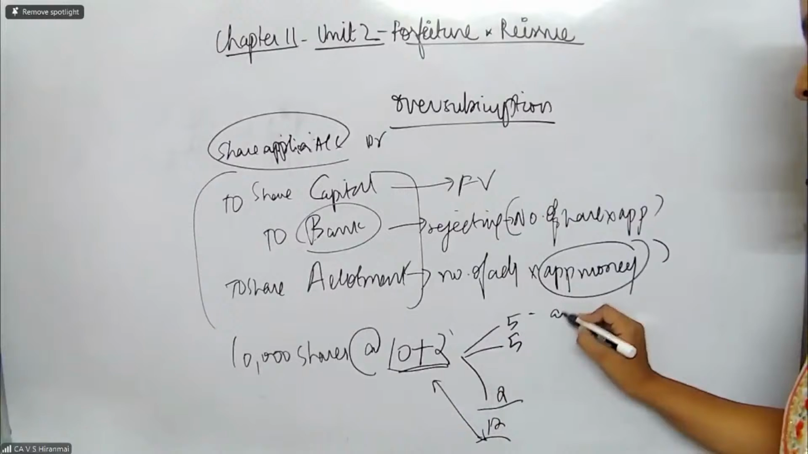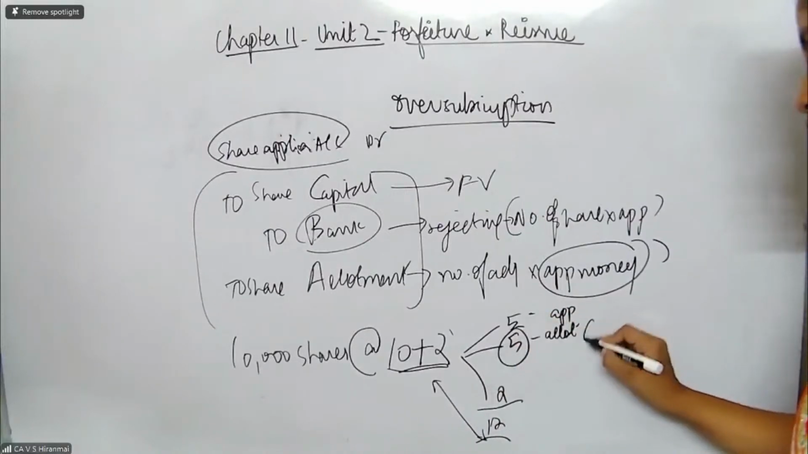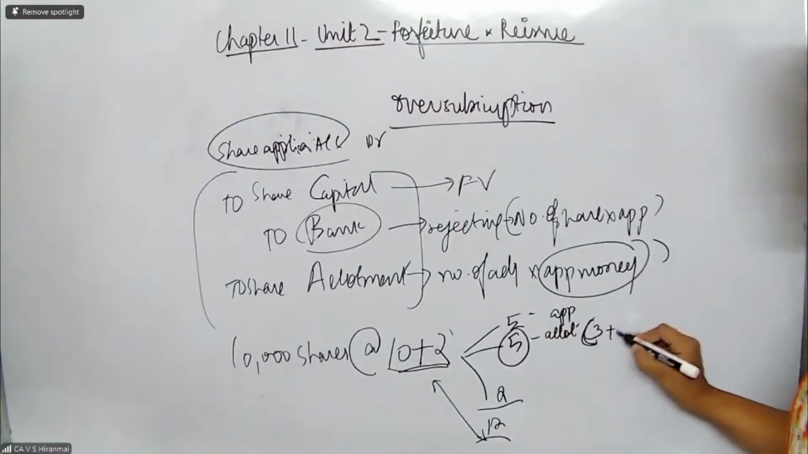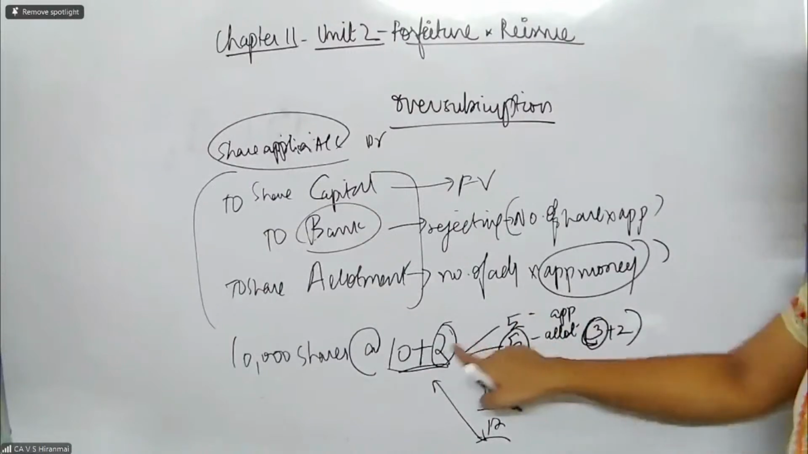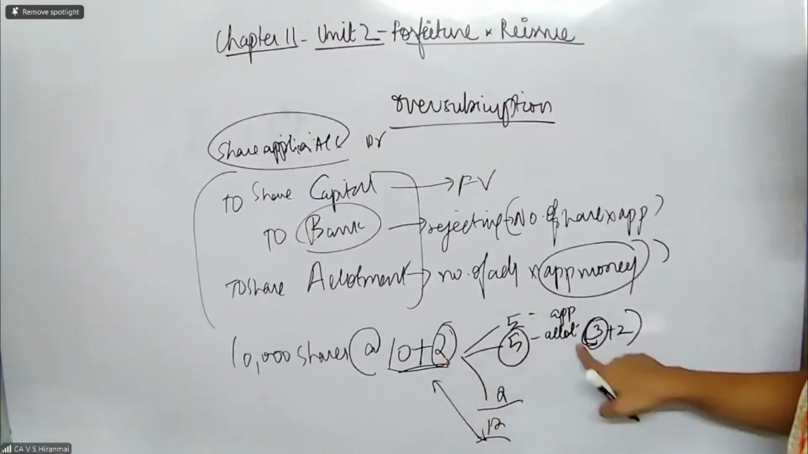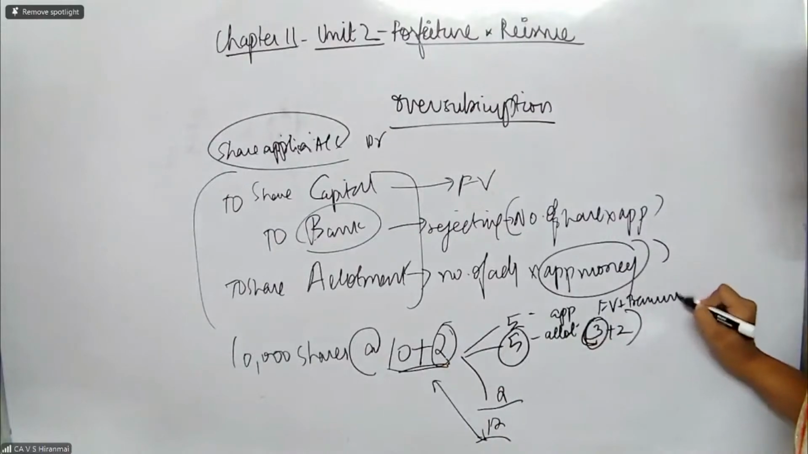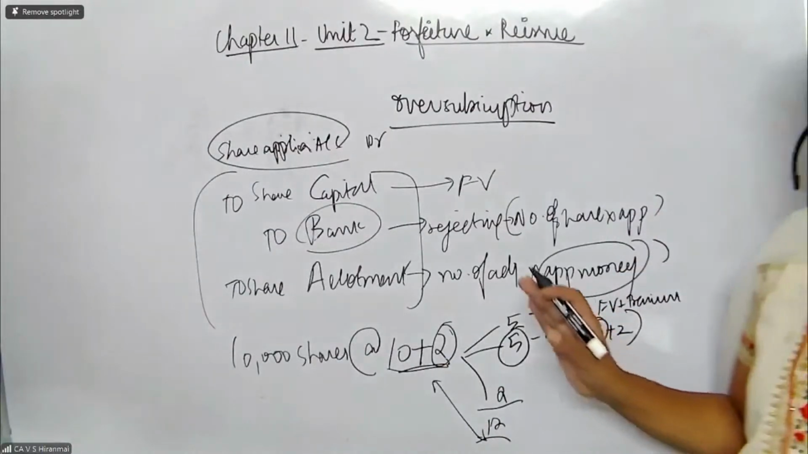So if they say application 5, allotment including the premium is 5, what you should do? Open the brackets and first write what is the face value. How did you get the face value, madam? Simple. 2 rupees is the premium. Out of 5, if I'm going to remove 2, I will be getting the face value. So face value plus premium. Every time I told you, please follow this particular format or presentation in the question.